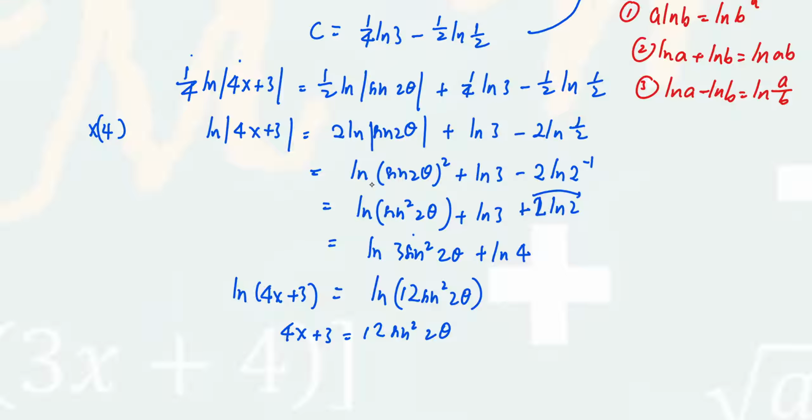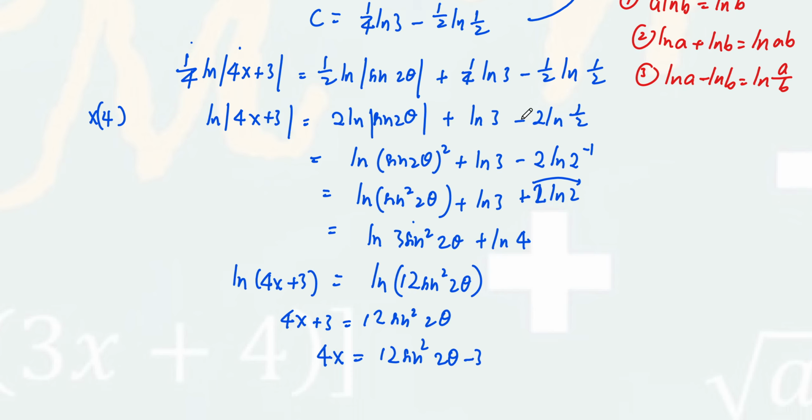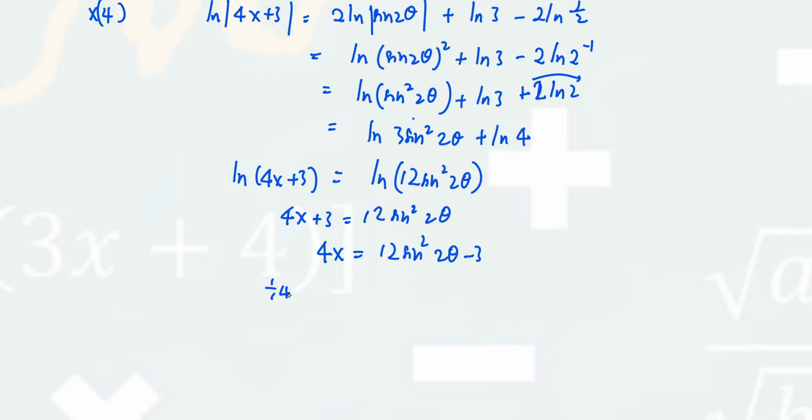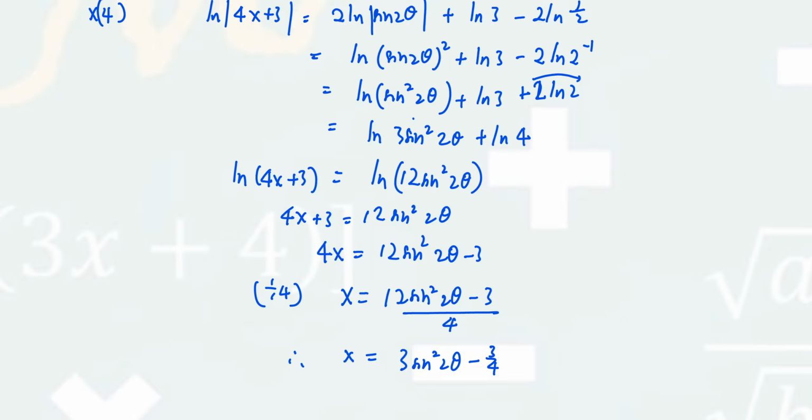The question is asking for x as the subject, which means the plus 3 moves to the right side. So 4x equals 12 sine squared 2 theta minus 3, and divide the whole equation by 4. So your x is basically (12 sine squared 2 theta minus 3) over 4. You can leave it in this form, or you can split it into 2 terms, so the first term 12 over 4 is 3. So 3 sine squared 2 theta, and the second term is minus 3 over 4. This will be your final answer.